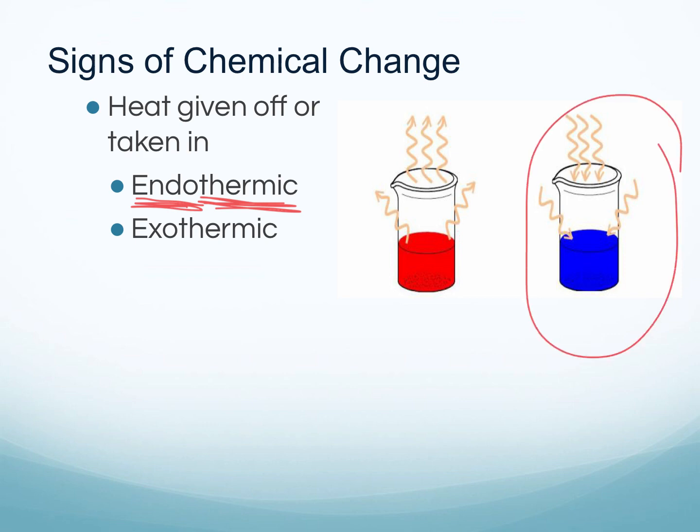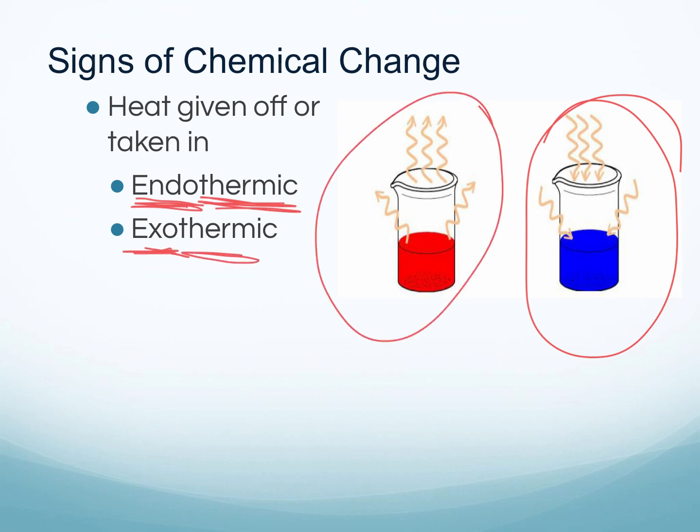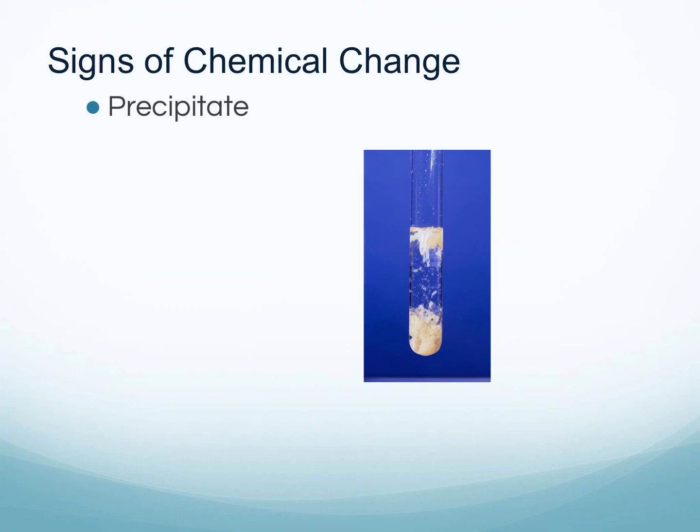So we can see that here. Okay, versus exothermic, exo meaning out of, so giving off heat. That's what we see here. When chemical reactions are giving off or taking in heat, that can often be an indicator that a chemical reaction has occurred. A formation of a precipitate. Precipitate is a fancy chemistry word for a solid. Usually when solids are forming in chemical reactions, it's forming on a molecular level, and so it looks more like a powder suspended in the solution.